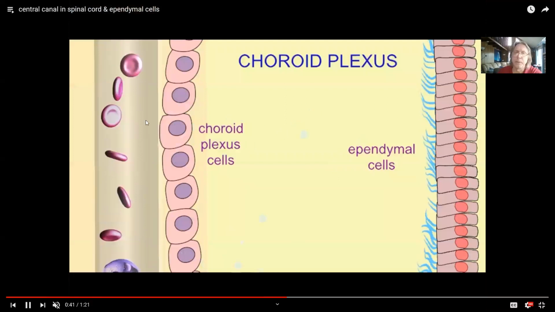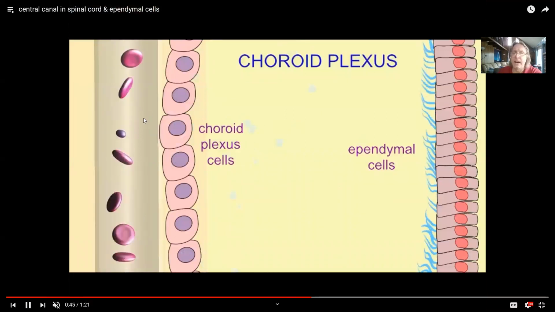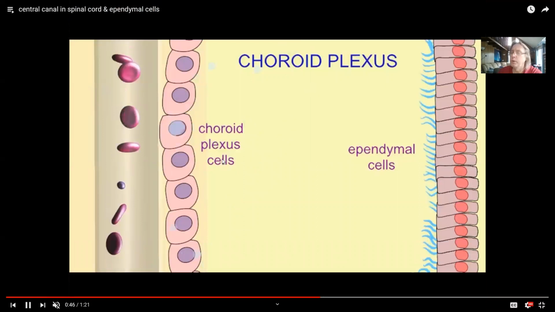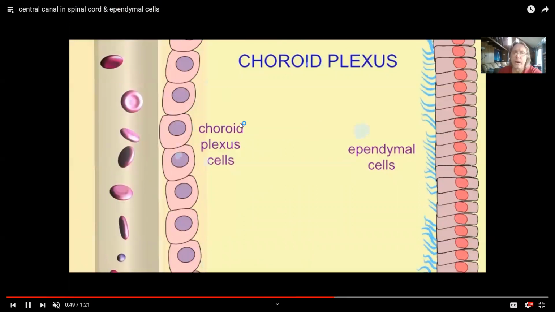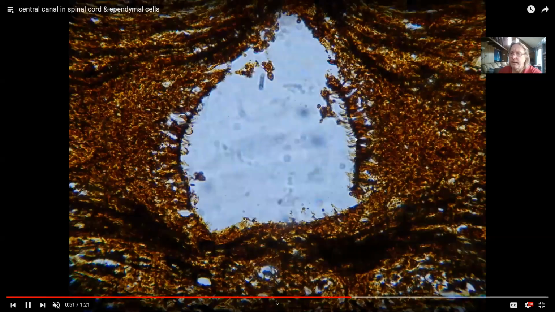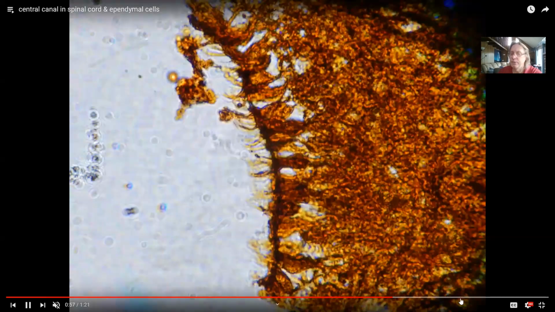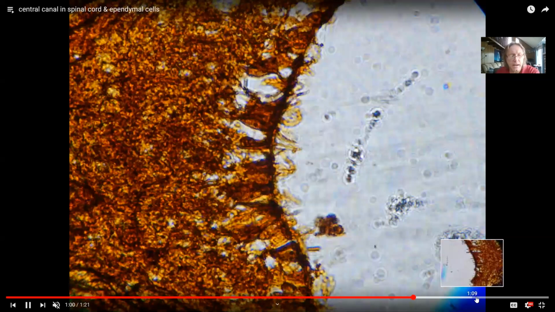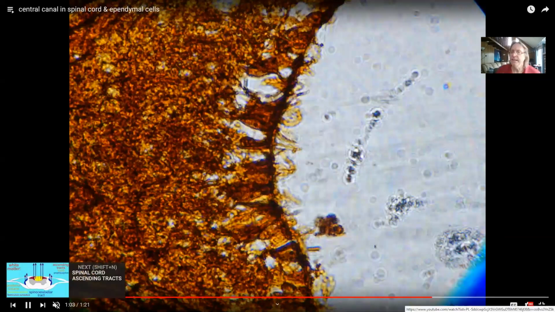So cerebrospinal fluid is made at very porous capillaries known as choroid plexus, where a filtrate from the capillaries then forms the cerebrospinal fluid. And here you can see the ciliated glial cells known as ependymal cells, which are lining the central canal.